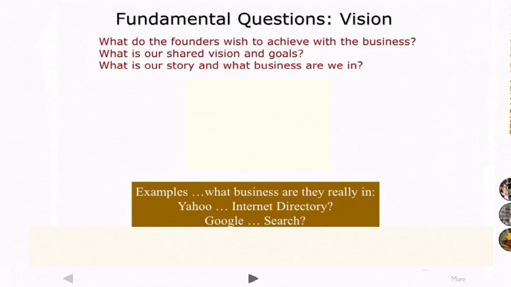So a couple of prominent examples. For Yahoo, were they an internet directory? A way of categorizing information on the web? What about for Google? This is a little trickier. Are they fundamentally a search company? Is their mission to categorize and make accessible the world's information? There must be some broader vision that's motivating them.